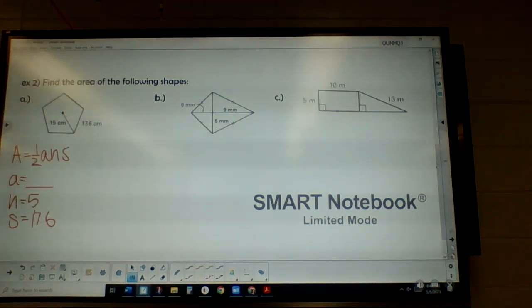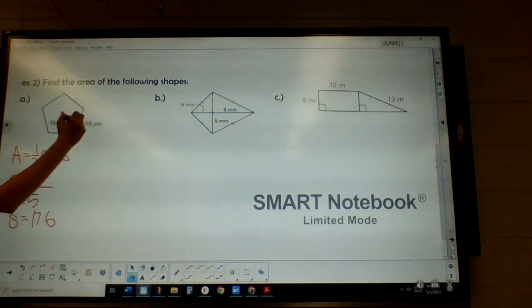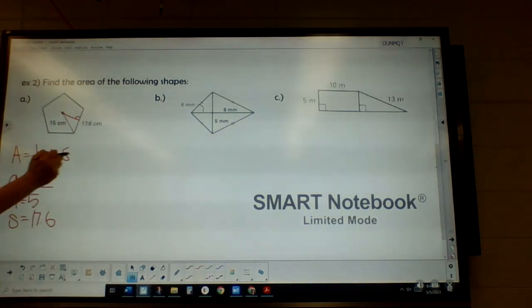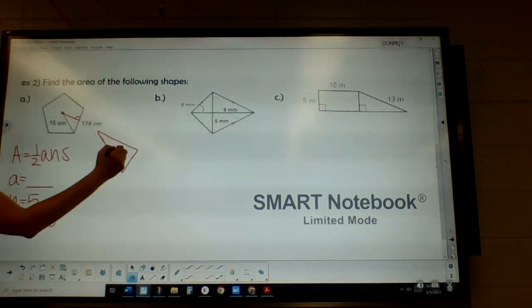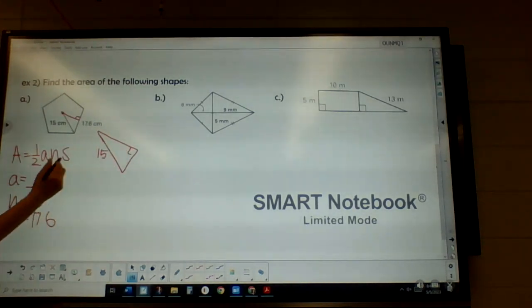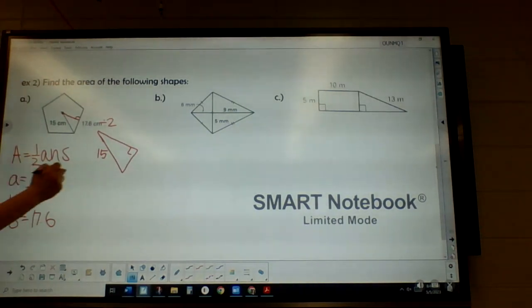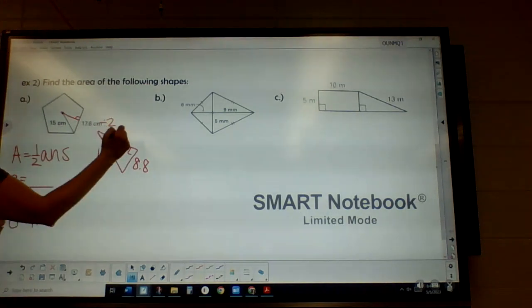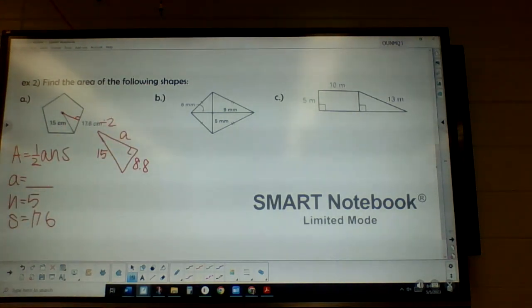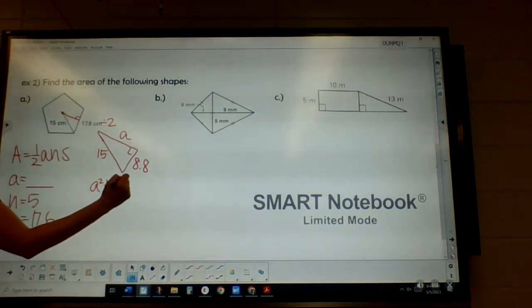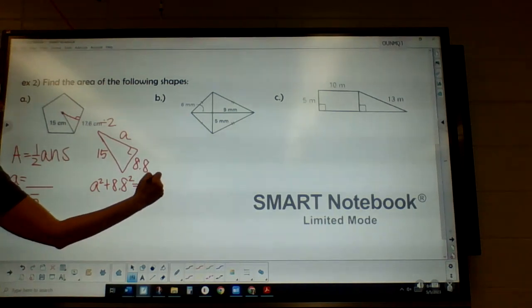15 is not my little a. We have to go back a perpendicular distance there. So this is 15, half of this, 17.6 divided by 2. My Friday morning brain is not working. 8.8. And I need to find little a here. So we're going to do a squared plus 8.8 squared equals 15 squared.